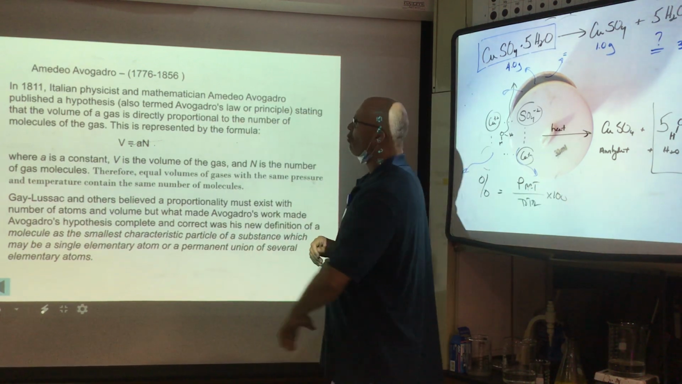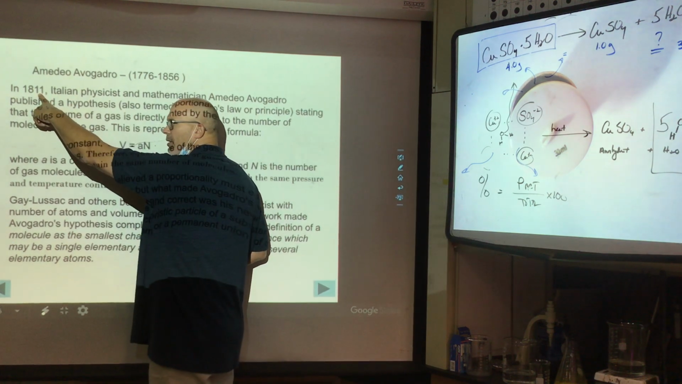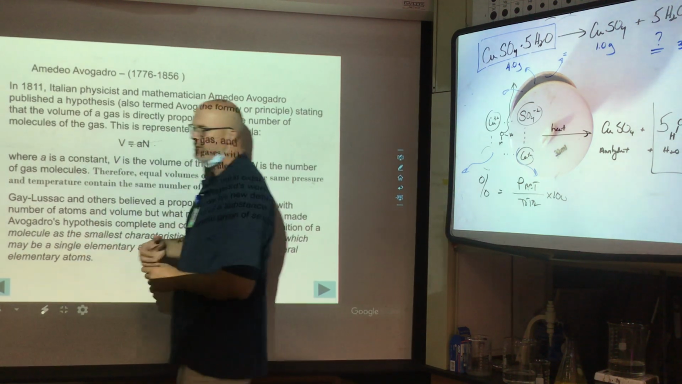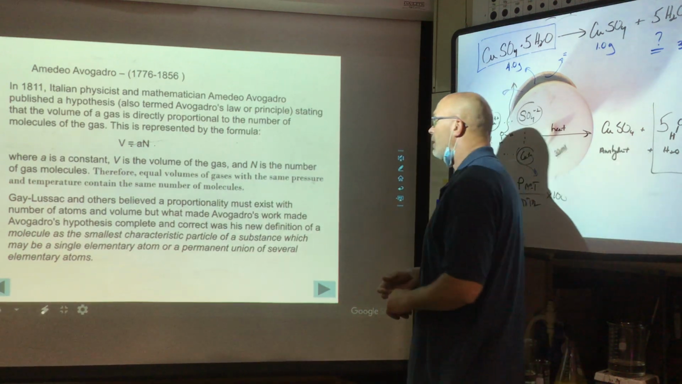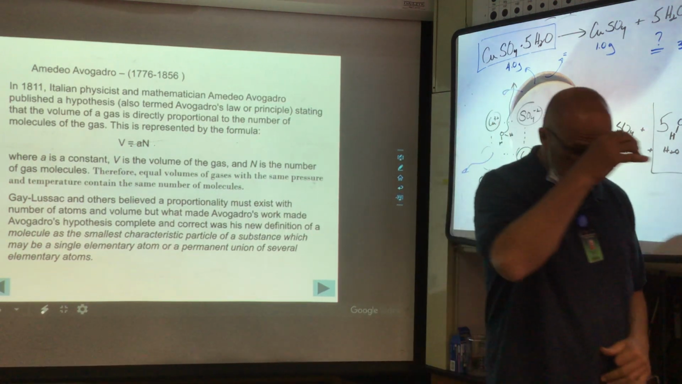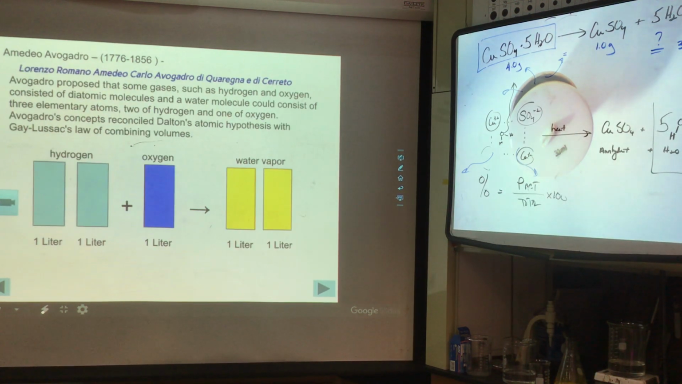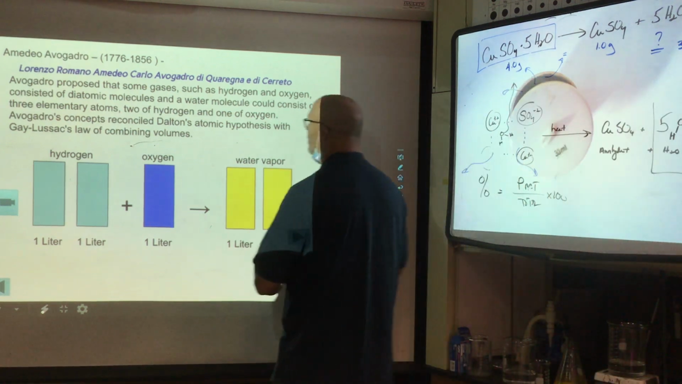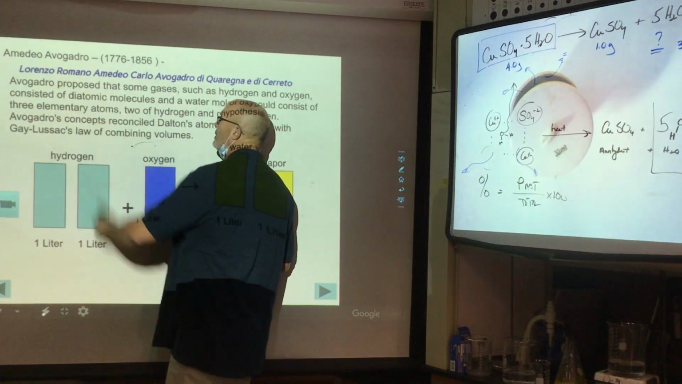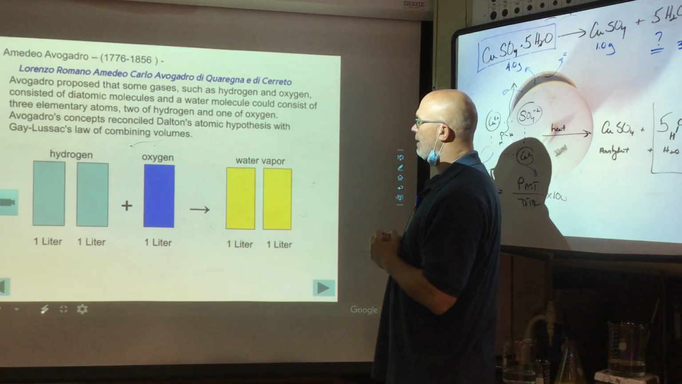Now, right around the time of Dalton's work, a little unknown Italian physicist, Count Amedeo Avogadro, okay, found that there was really a proportionate piece to all of this. His name is Lorenzo Romano Amedeo Carlo Avogadro di Quaregna. Okay, I don't know. I guess he was kind of cheesy. But the point is, he found a link.